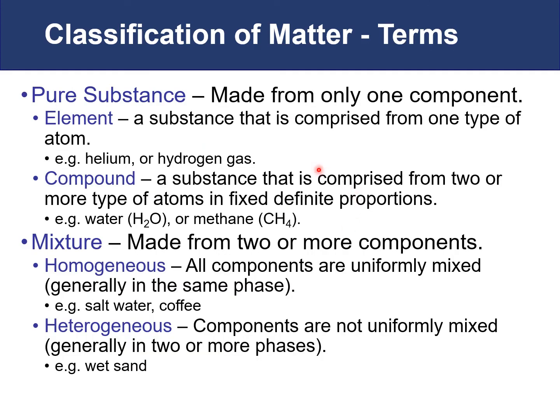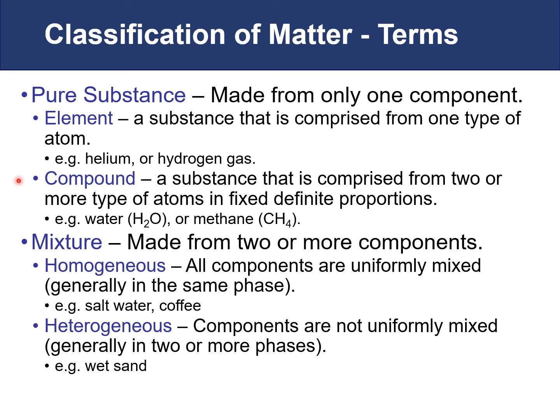Going into greater detail or more precision on what we mean by the various states or various classifications, we could have a pure substance. That is one that is made from only one compound. This can be either an element if all the atoms or molecules are comprised of the same type of atom. So we could think of helium or hydrogen gas or oxygen or nitrogen gas, as long as all the atoms are comprised of the same type.